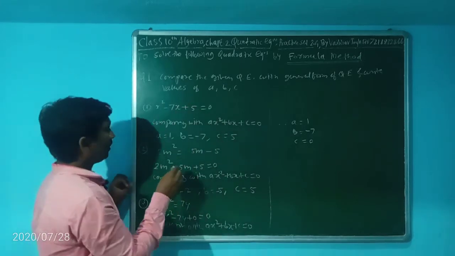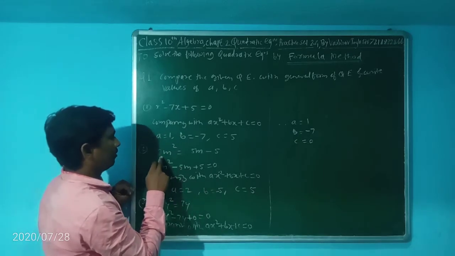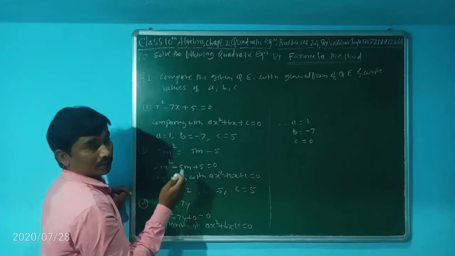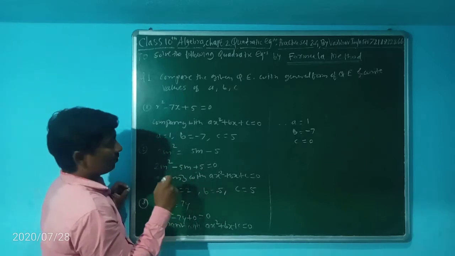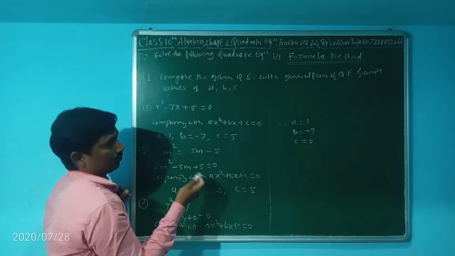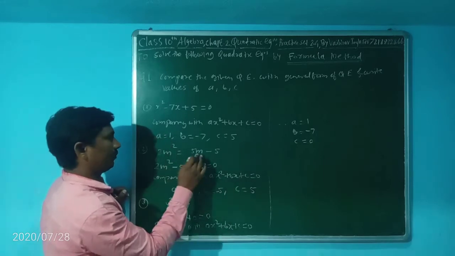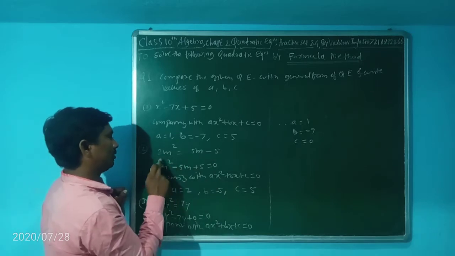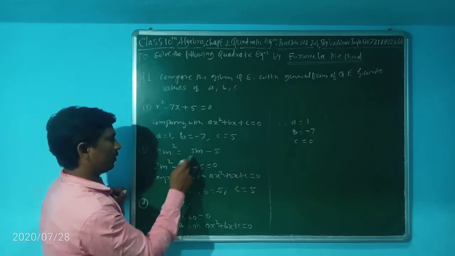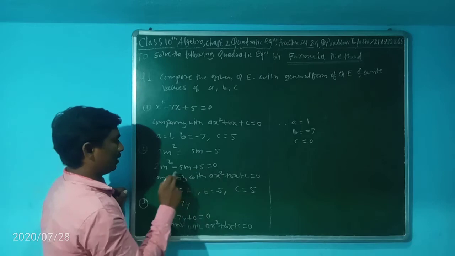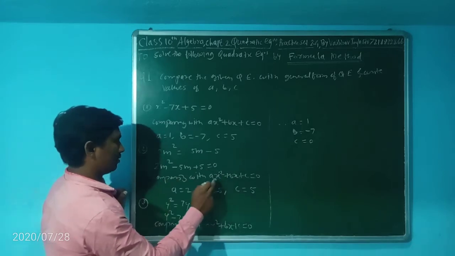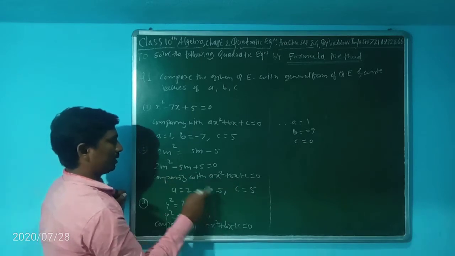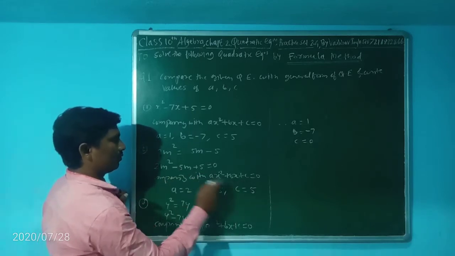Now in the second example, you just have to convert the given quadratic equation into the simple or general form, and then compare it with the general form. Here we take 5m and minus 5 to the left hand side, so it becomes 2m square minus 5m plus 5 equals 0. Comparing, you get a equals 2, b equals minus 5 and c equals 5.